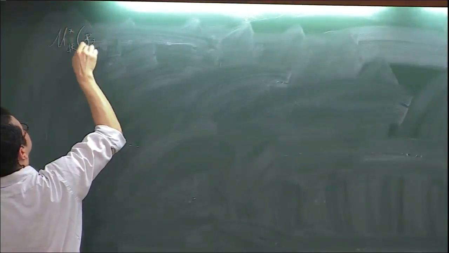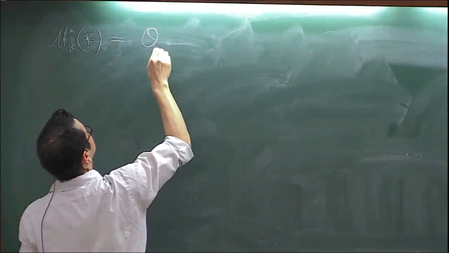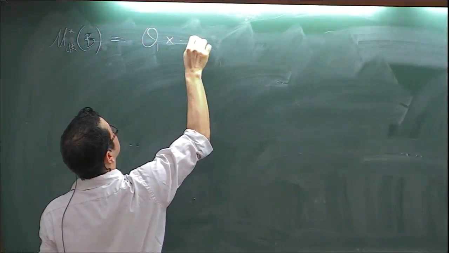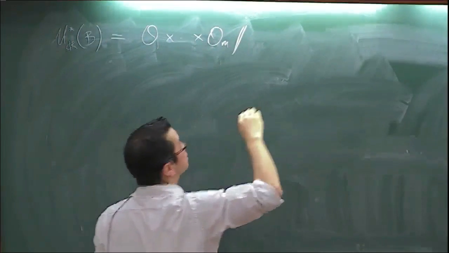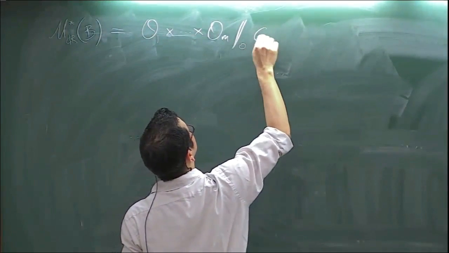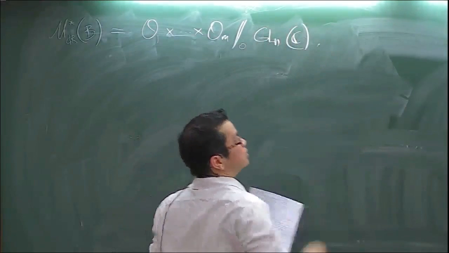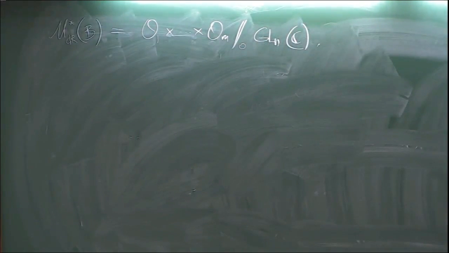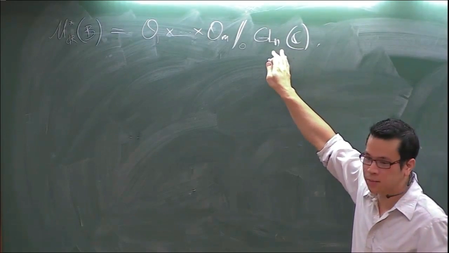Each of these Bi has an action of GLn of R_k, but this contains the constant group GLn(C) in each copy, and this is the copy that's acting here.